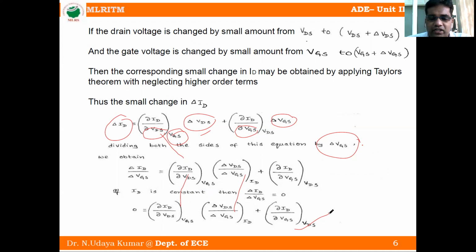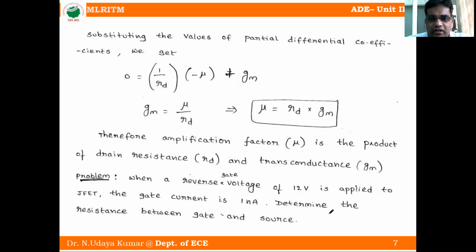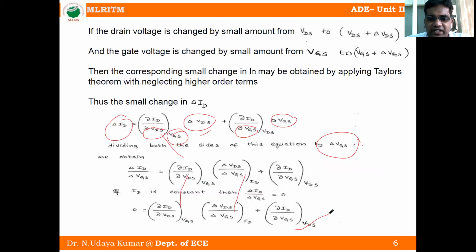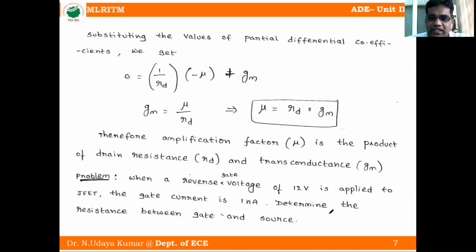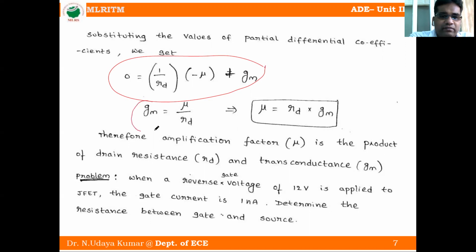Just now we saw, at constant drain current, plus, what do you mean by change in drain current by change in gate voltage at constant drain voltage is nothing but transconductance. Okay, so from this equation we will write Gm is equal to mu by Rd. So Gm is transconductance, mu is the amplification factor, and Rd is drain resistance.